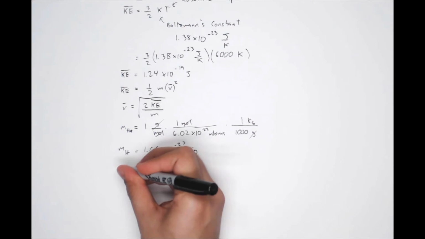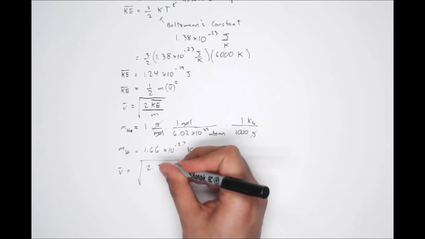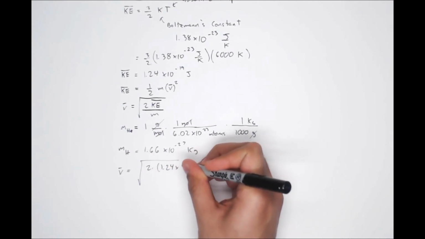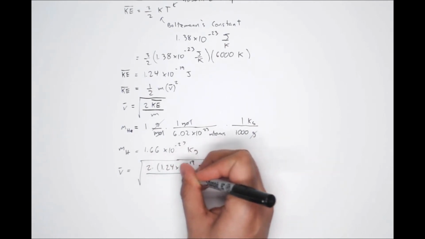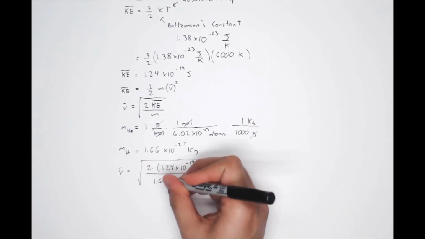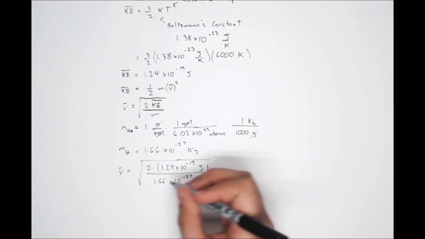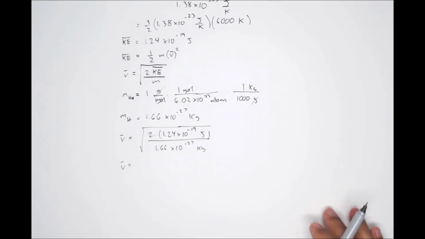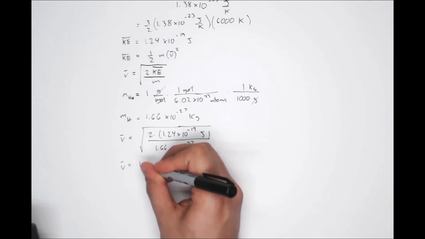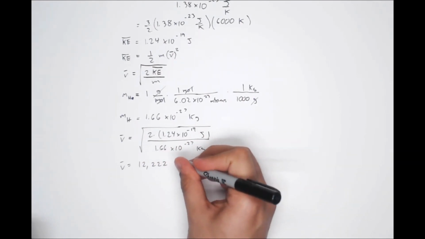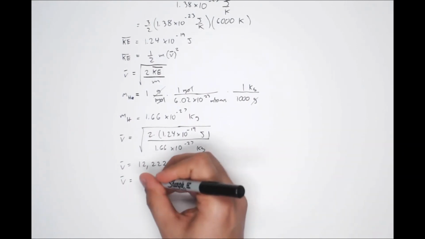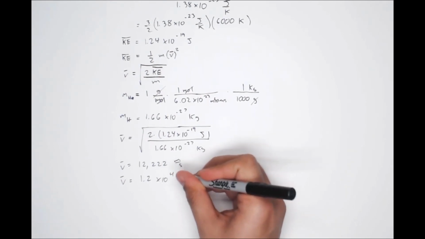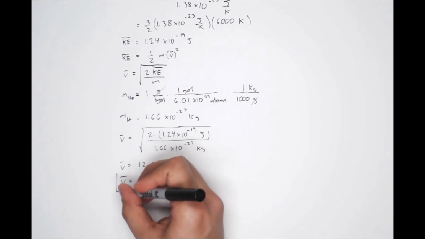We plug everything now into our equation for the average speed. So I'll show you that here: 2 times the average kinetic energy, which is 1.24 times 10 to the negative 19 joules, and now the mass of a single atom, which is 1.66 times 10 to the negative 27 kilograms. So if you put all those numbers in, let's see what we get. You will get approximately 12,222 meters per second, and we can go ahead and write that in scientific notation. It's 1.2 times 10 to the 4th meters per second, which is pretty fast.